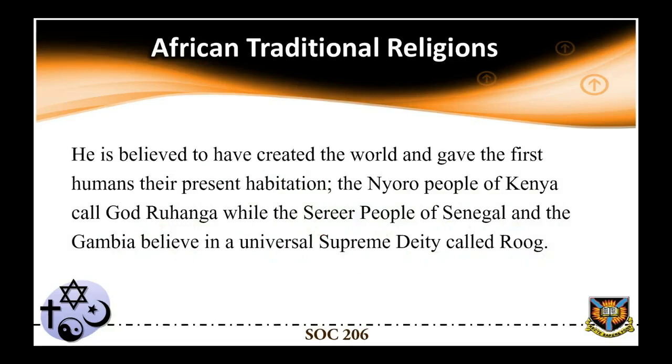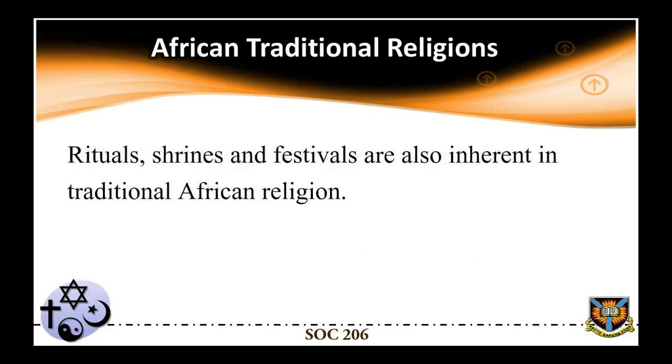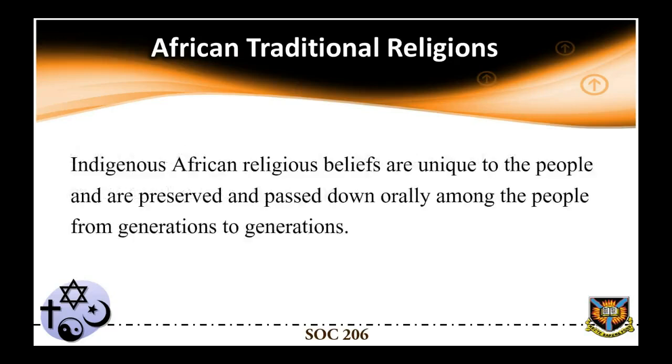One peculiar feature of African religion is that it is based mainly on oral transmission. Rituals, shrines, and festivals are also inherent in traditional African religion. While Western religion depends on missionaries to spread their beliefs among other nations, African indigenous beliefs are not propagated this way. Indigenous African religious beliefs are unique to the people and are preserved and passed down orally from generation to generation.